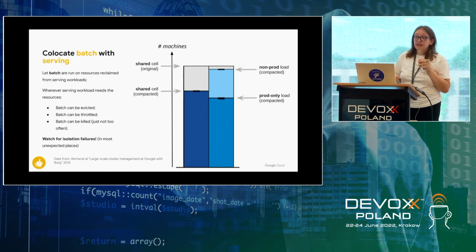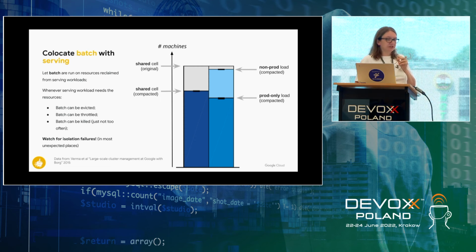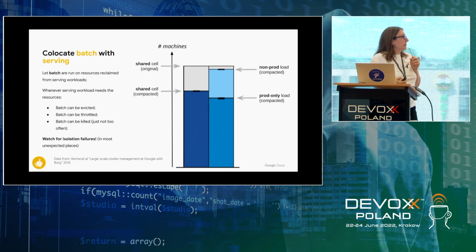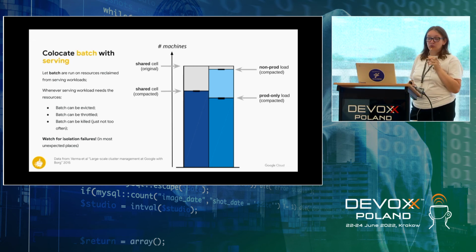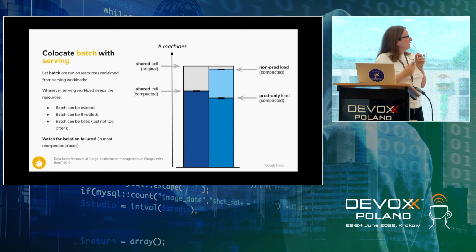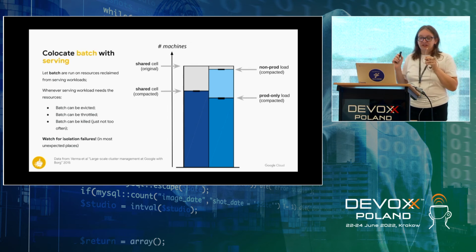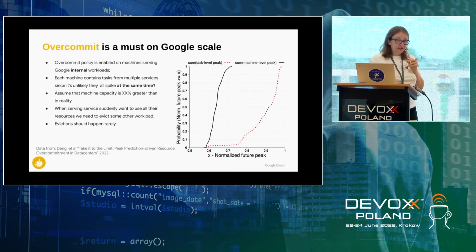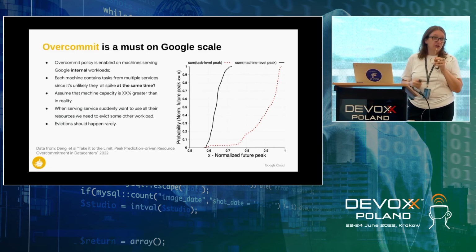But what happens when actually serving workloads needs the resources that batch already took? So batch can be evicted, it can be throttled, it can be killed even, just not too often, of course. As long as those things don't happen to batch workloads too often, there are significant savings here. Of course, we need to be very careful about isolation of those workloads. Okay, another important thing is overcommit.